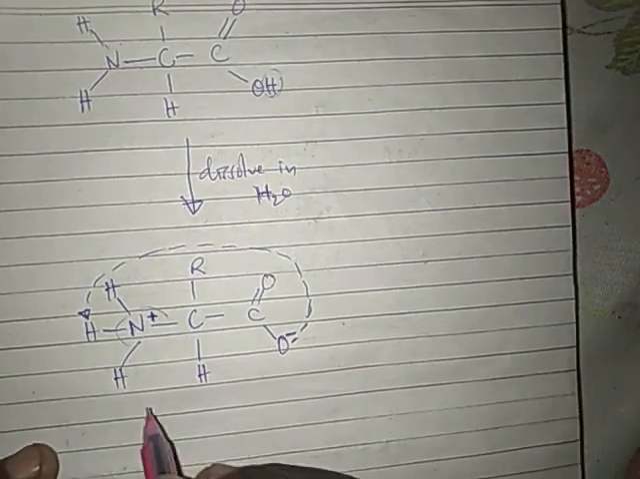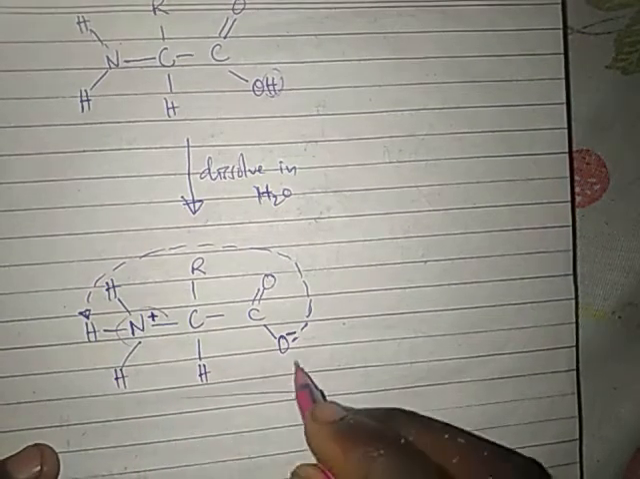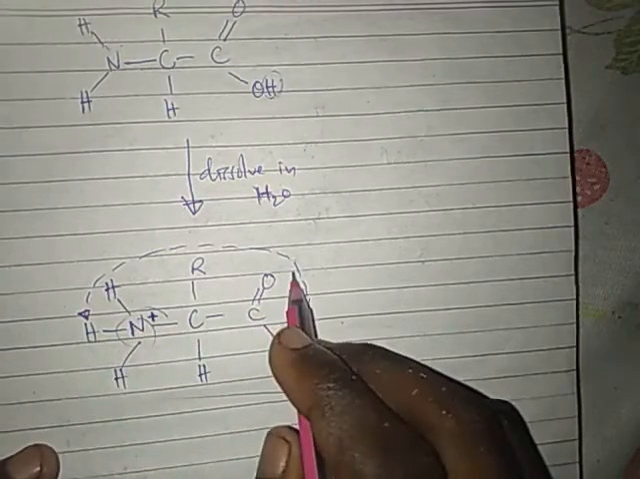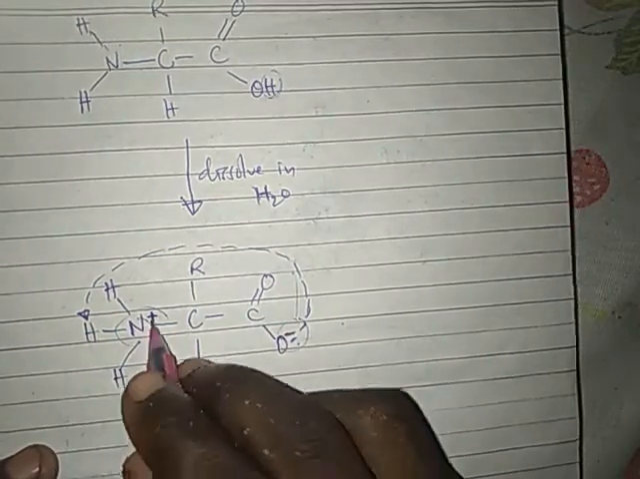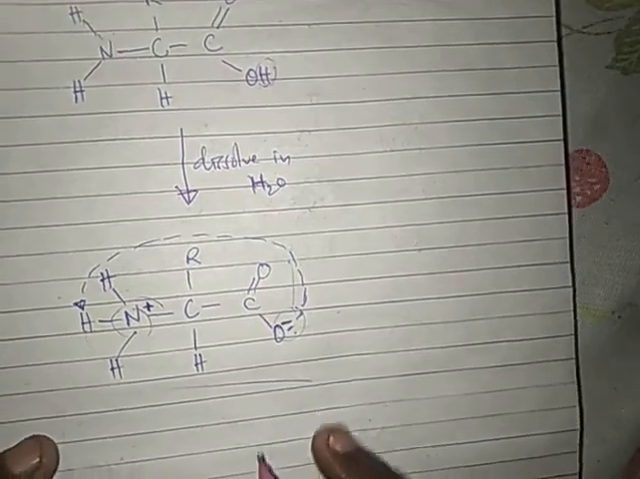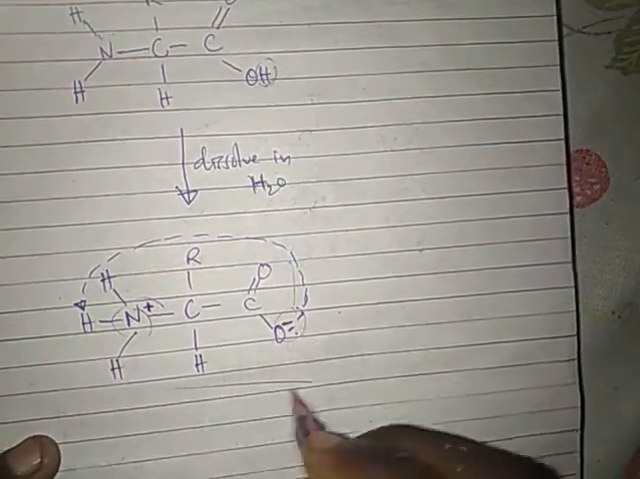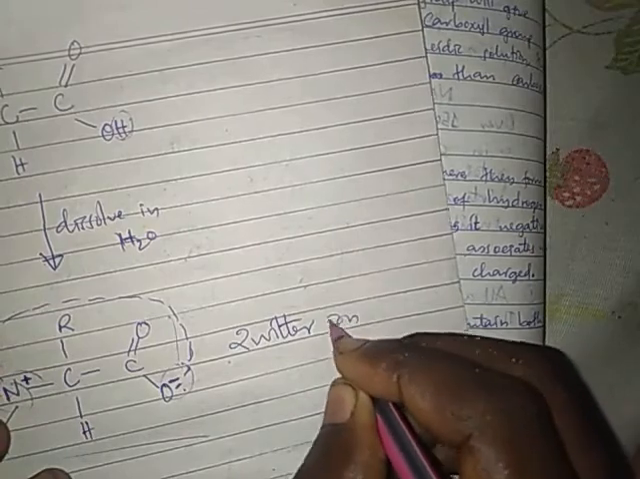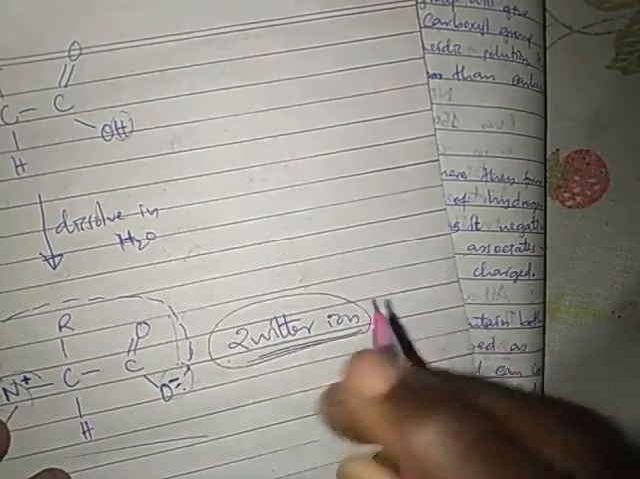So if an amino acid has only one amino group and only one carboxylic group, this negative charge will cancel with this positive charge and the whole molecule will remain neutral. So this ion formed here is what we call a Zwitter ion. So this is called a Zwitter ion.